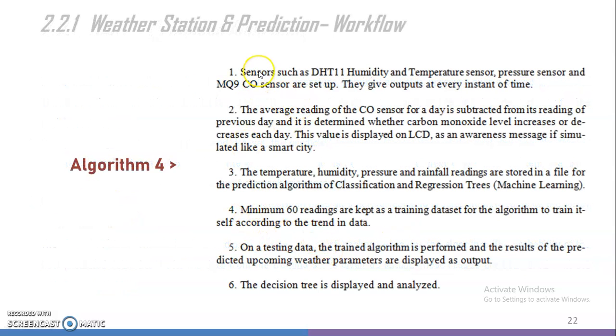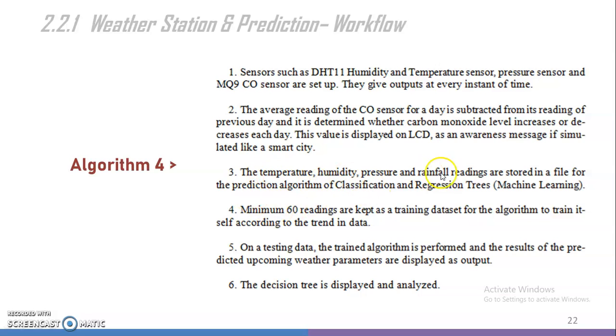Now this is the algorithm, where sensors such as the DHT11, pressure sensor and CO sensor are set up. The CO sensor part is to create awareness of the rising or falling of carbon monoxide in the city, just an awareness message displayed on the LCD. We subtract the reading of the current day from the previous day, determine whether it has risen or fallen for that day, and just display it.